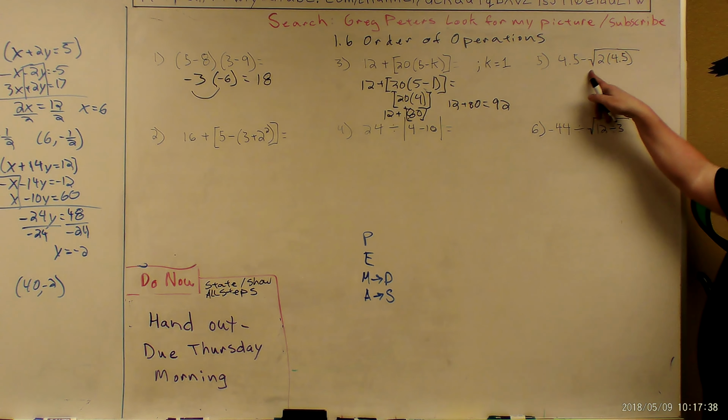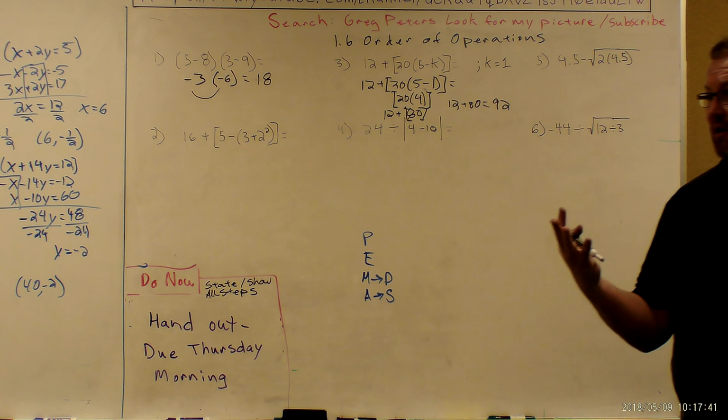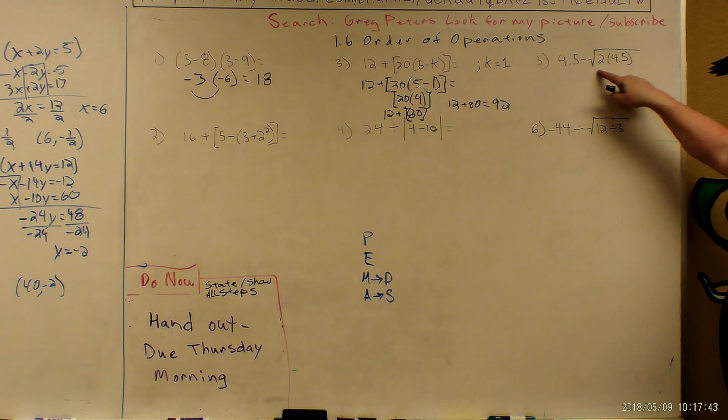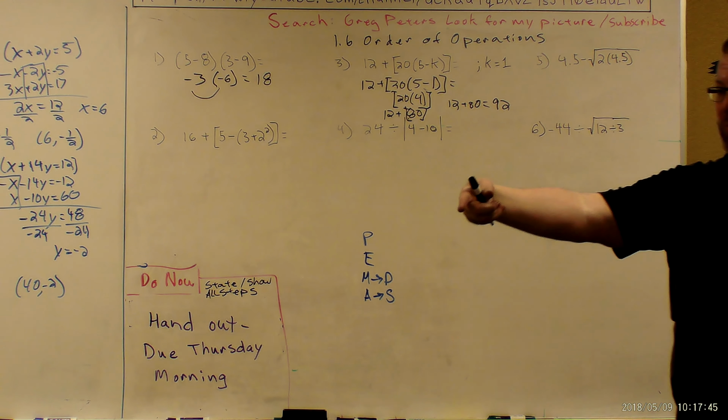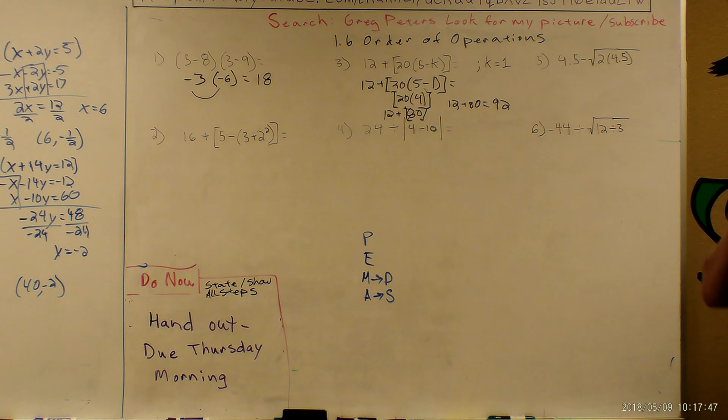A square root is kind of like a parentheses. So we're going to solve inside of here first. So take your calculator, 4.5 multiplied by 2. Tell me the answer.